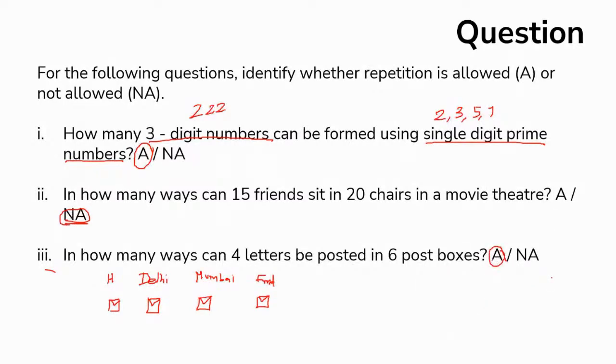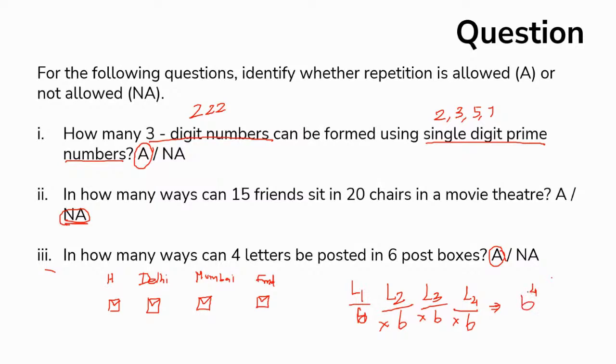So repetition is allowed in the case of the letters to be posted. What happens is the first letter can be posted in all the six post boxes. Letter two can be posted in all the six post boxes. Letter 3 will be posted in all the six post boxes. Letter 4 can be posted in all the six post boxes. So to get how many possible ways they can be posted, we multiply, and we get the value as 6 power 4.